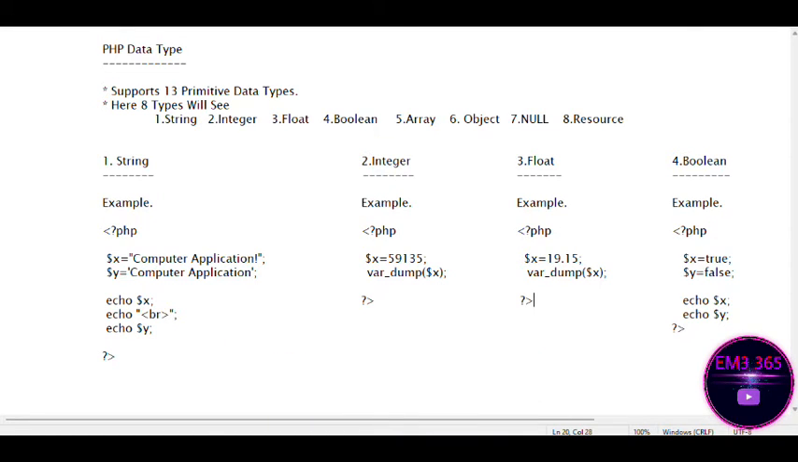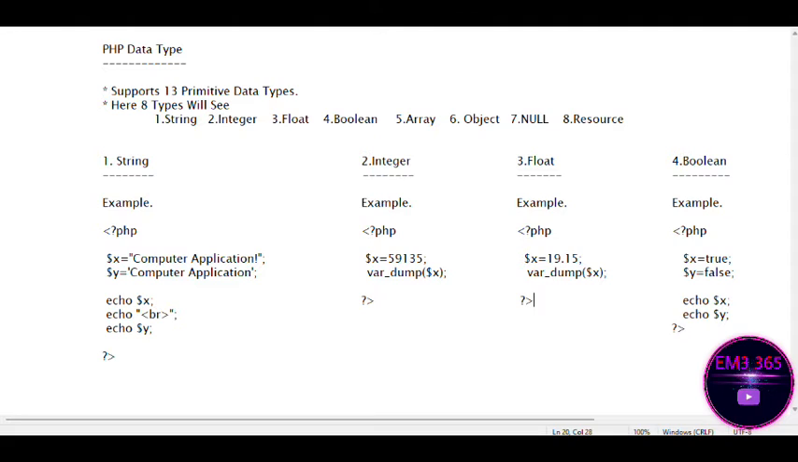Next, integer. Integer is another kind of data type which is used to store or assign non-decimal numbers. Here is one example. Here the x variable has been created, and in that x variable 59135, a whole non-decimal number, has been assigned, and they have displayed the x value using the var_dump predefined function, which will display the value and the type of the x variable.